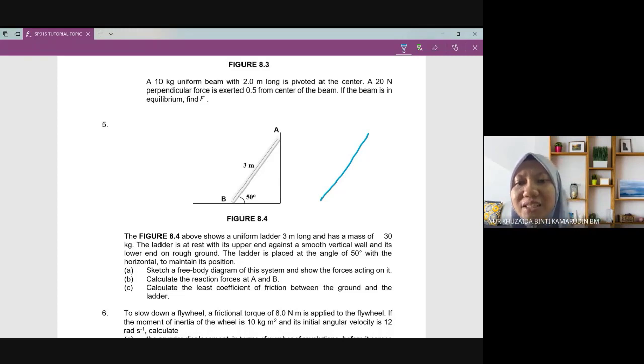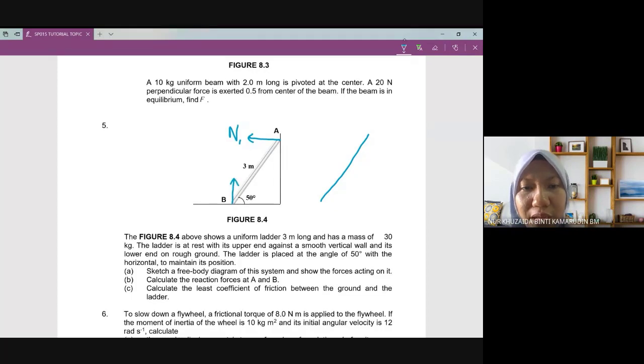Alright, cuba kita baca: the ladder is at rest with upper end against a smooth vertical wall. So maksudnya what we're gonna have is only normal force dekat sini. N1 kita labelkan. Okay, dia takkan ada friction sebab smooth vertical wall. And its lower end, okay, lower end bahagian bawah on rough ground. So rough ground maksudnya you akan ada friction. Okay, so N2 dekat sini. So you akan ada friction.